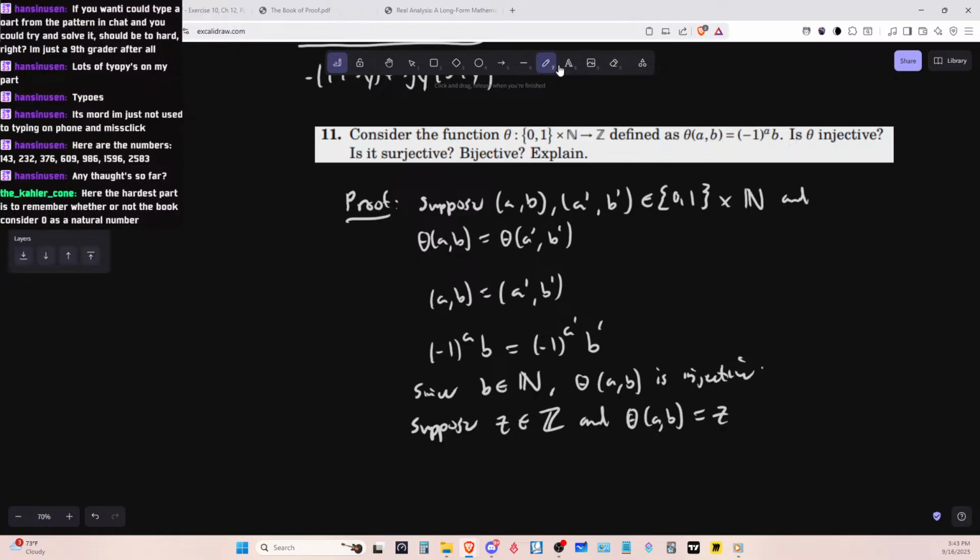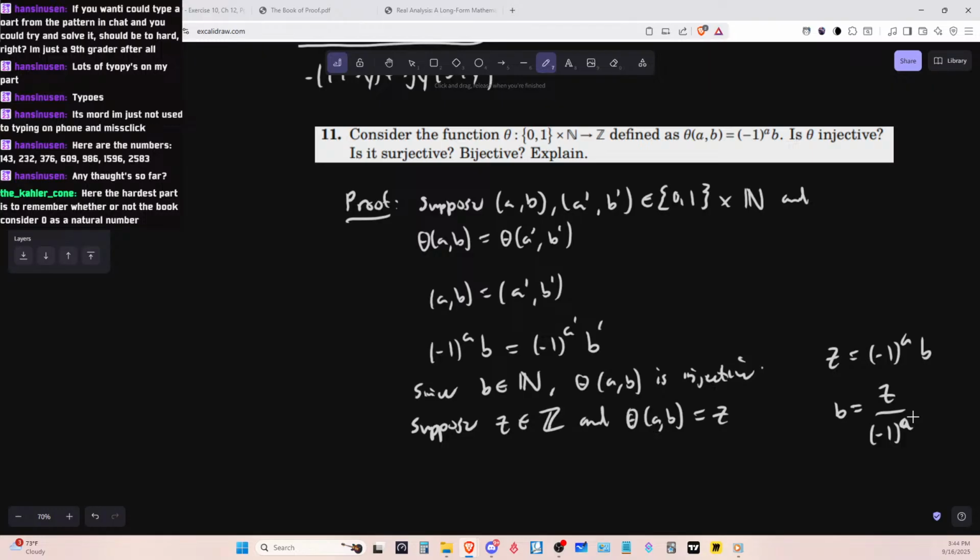So we'll say z is equal to -1 to the a, and then b, meaning that b is equal to z. Alright, now the question is, is that an integer? If a is 0 or 1, it will be an integer because it's just -1. So we don't have to worry about it being some sort of weird fraction somewhere.